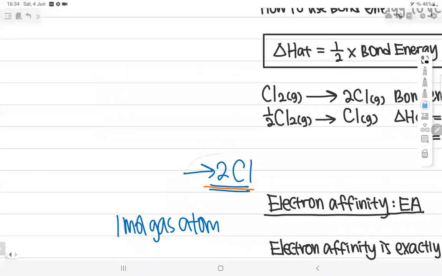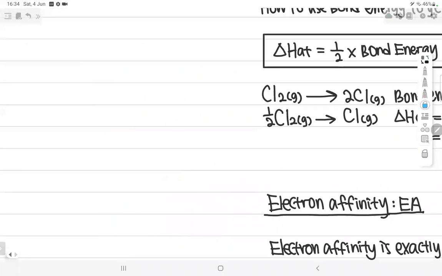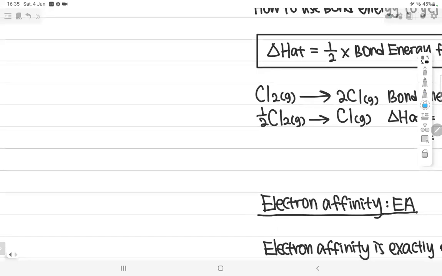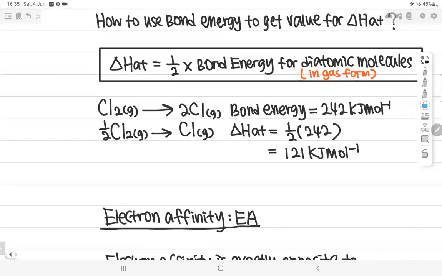I'm trying my best to explain why we multiply by half, and why we don't multiply by other numbers. Why we don't multiply by 3, why we don't multiply by 4, why we don't multiply by 7 over 2. Why we only use 1 over 2, or half, to multiply by the bond energy. Guys, please let me know in the chat box: are you okay with this?